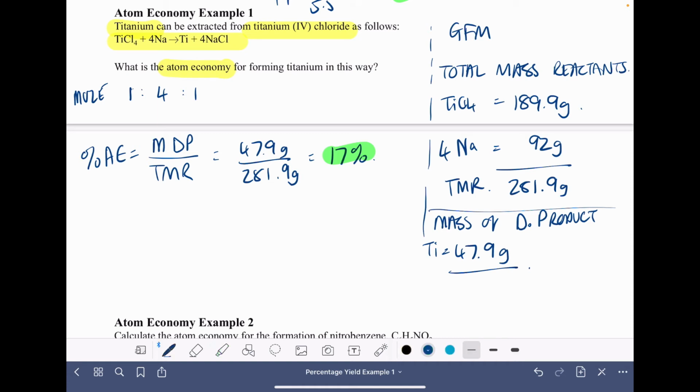Now, just for completeness, the total mass on this side is 281.9. The total mass on this side is also 281.9. Oh, excuse me, I put the decimal point in the wrong place there. 281.9 grams. So depending on the atom economy question that you get asked, it might be simpler to add up the reactants or to add up the products. Either way, you get the same total mass if you've taken into account the mole ratio.